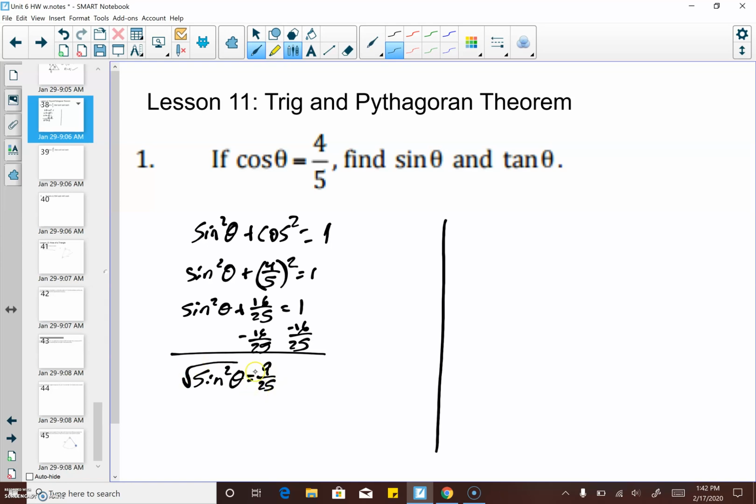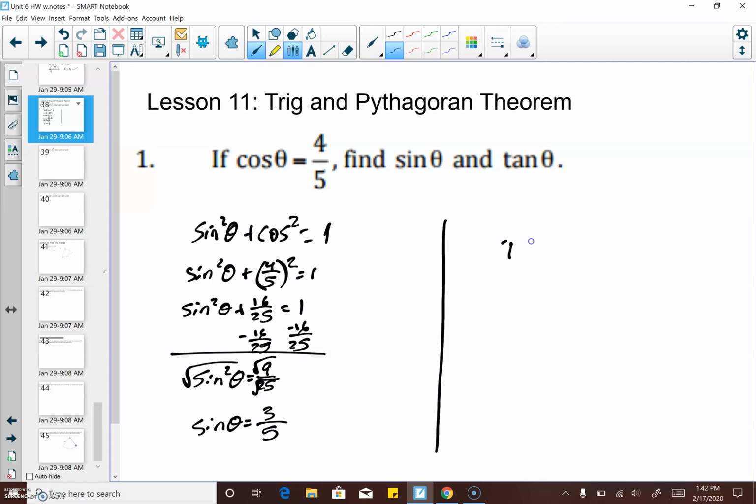Again, it's just easiest if you use your calculator. We'll square root both sides, and this one works out nicely because both of those are perfect squares, so we end up with the sine as a positive 3 over 5. Again, we're talking about side lengths, so that's why we're just using the positive piece.